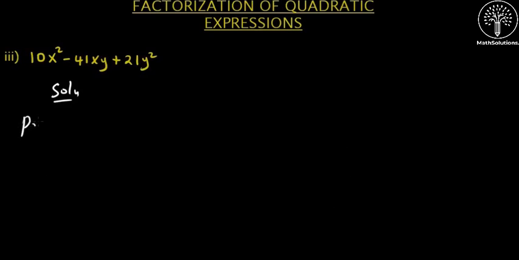So here we get the product. Product is 10 by 21, that is 210. Sum gives us negative 41. Therefore we look for the factors.